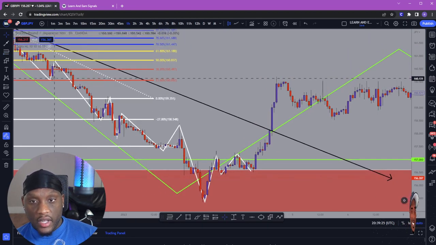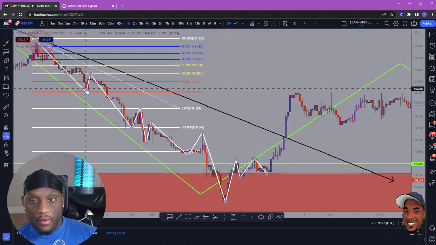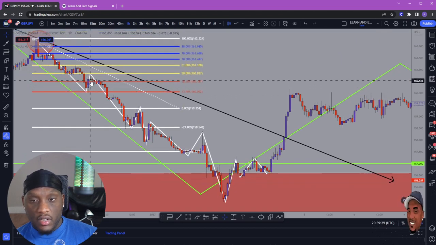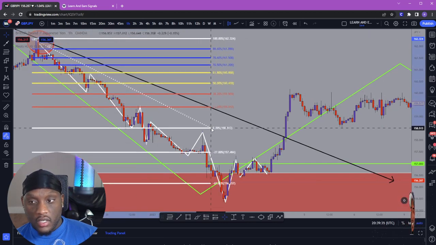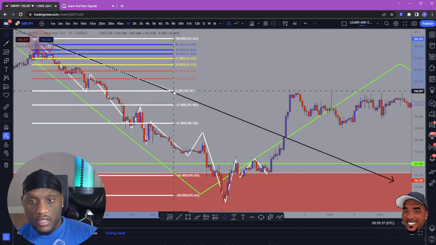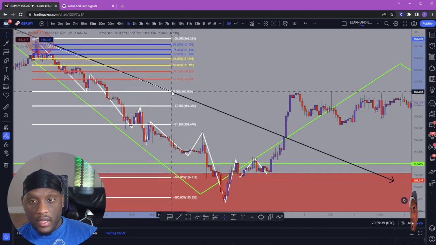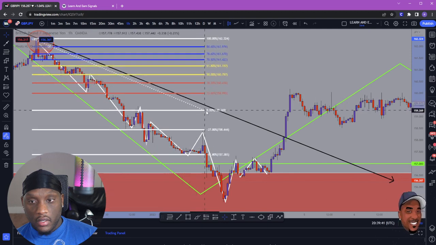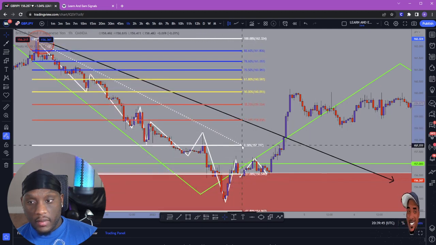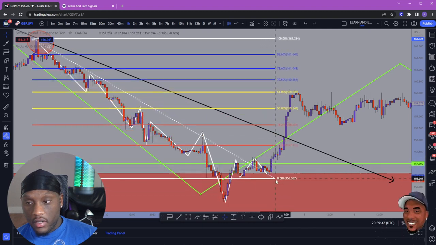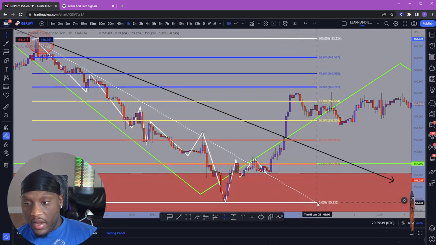Now, you can see that we got that chunk of red right there. We got that pullback followed by into that 38.2. Bing, bong, boom. Let me see. Okay. 23. Oh, yeah. At the time, this was 23.